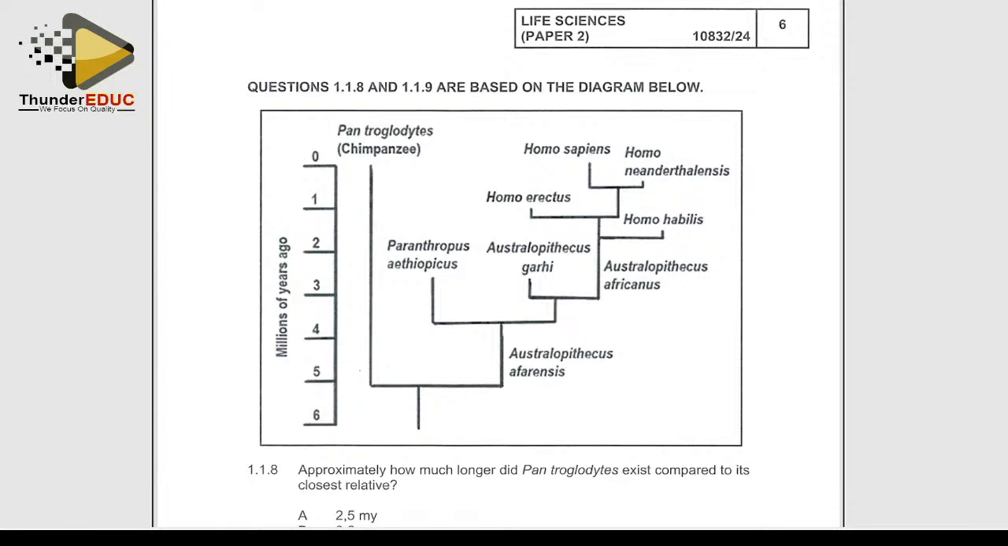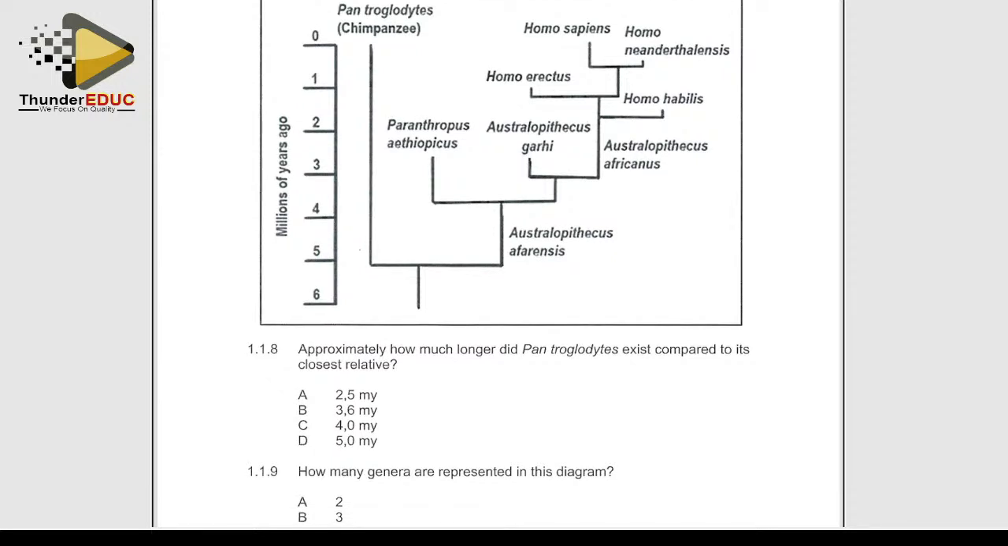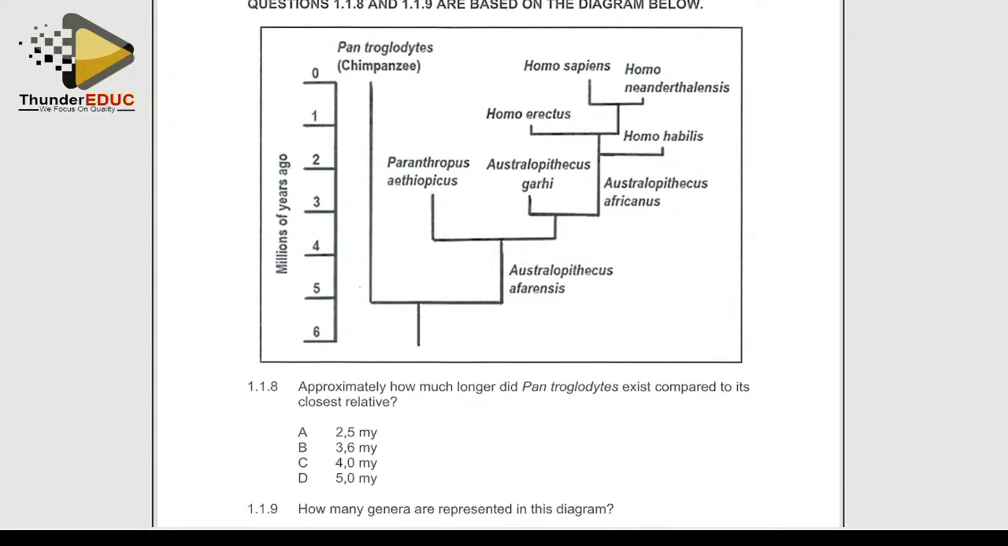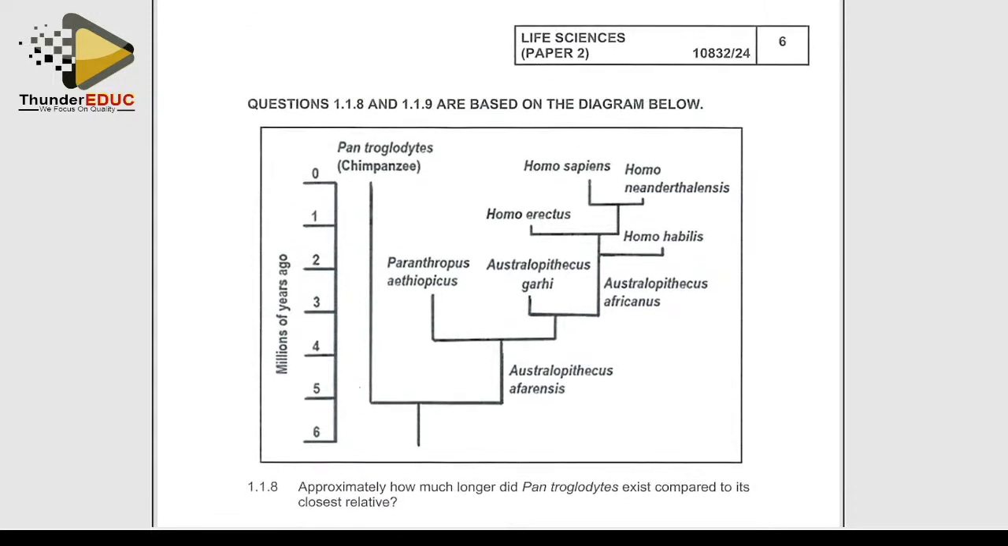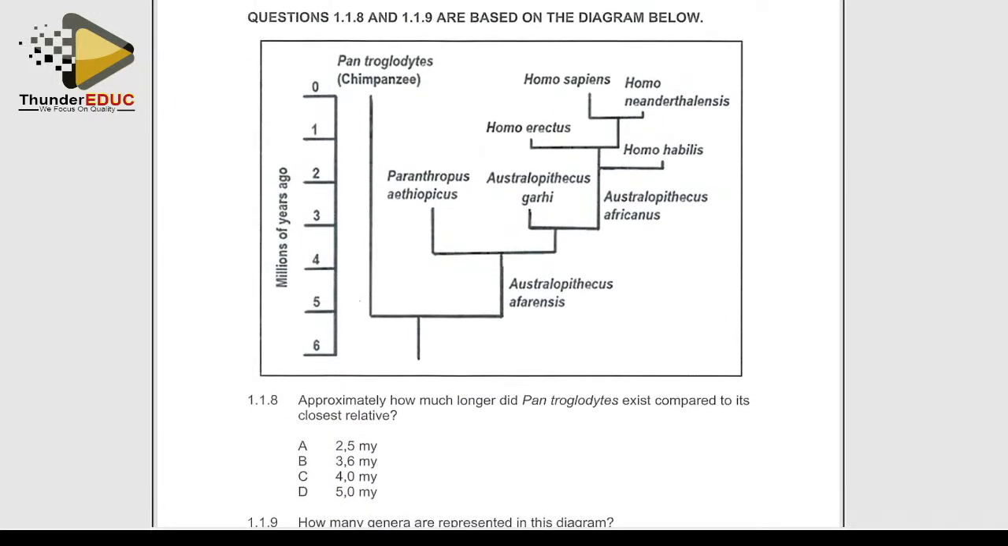Those who didn't understand that concept, we go to 1.8. They're saying that 1.8 and 1.9 are based on the diagram below. Approximate how long did the Paranthropus pan exist? How long did this pan exist compared to its closest ancestor?